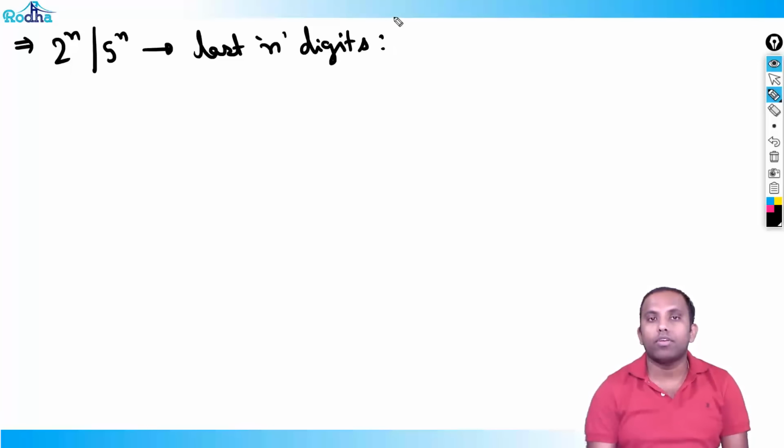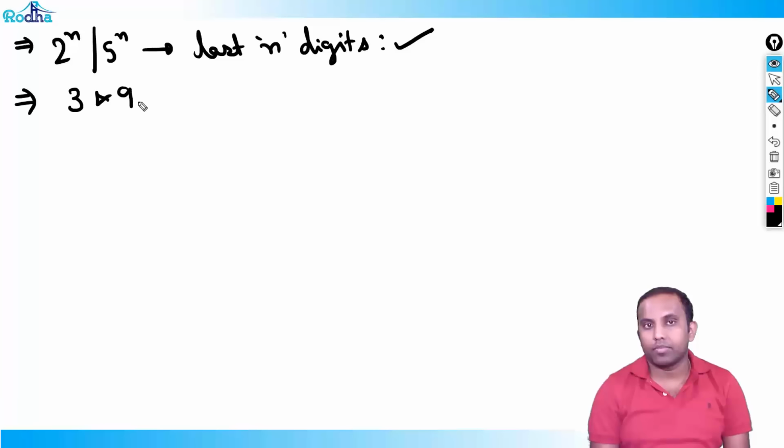Now we've done this. Next I'll look for the divisibility rule for 3 and 9. The rule for 3 and 9 will be the same because 3 is a factor of 9. Now see, again take an example.